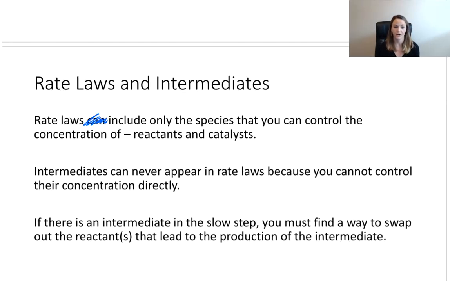Now, number 2. Intermediates can never appear in rate laws because you cannot control their concentration directly. Okay, you can't do it. It's not going to happen.